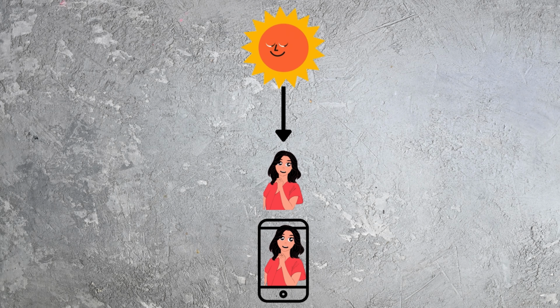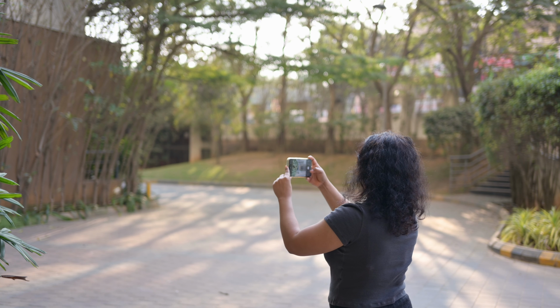Backlighting is when your subject is completely between the camera and the light source behind. In this case, it's the sun. So creatively positioning your subject between the camera and the sun will give some very stunning and cinematic looks.